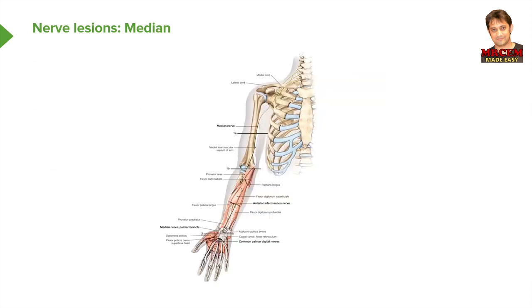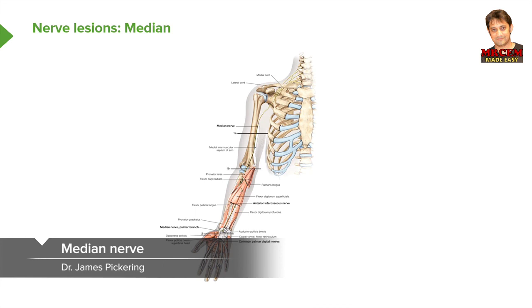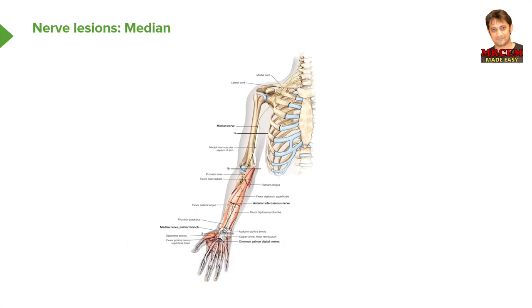Now let's turn to the median nerve. There are a number of places the median nerve can be damaged. It can be damaged in the arm, at the elbow, and at the carpal tunnel. Remember, the median nerve doesn't supply anything in the arm, but it supplies a considerable number of muscles in the anterior compartment of the forearm and in the hand.